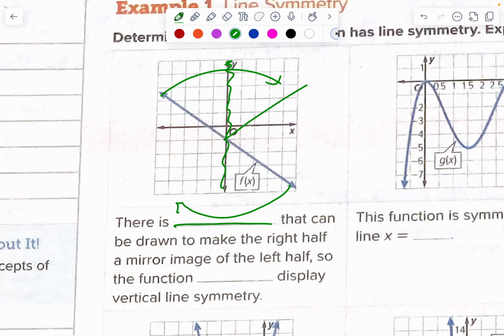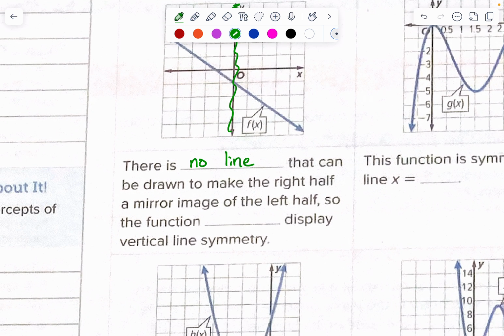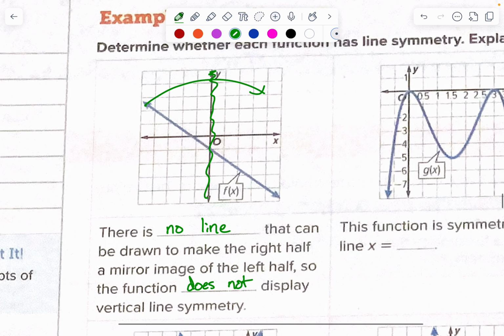I'm trying to figure out what goes in the blank. There is blank that can be drawn. There is no line, I'll just say no line, that can be drawn to make the right half a mirror image of the left half. So the function does not display a vertical line of symmetry, okay? That one does not have a line of symmetry.